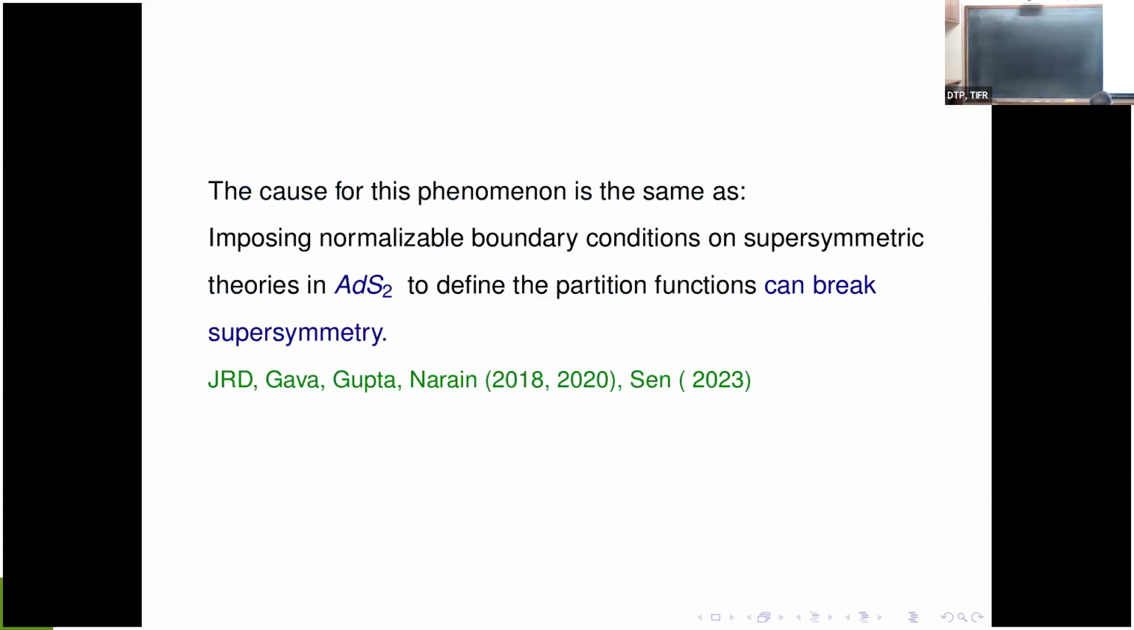We will track down the cause of this phenomenon, and the cause is the same as that of imposing normalizable boundary conditions, which was seen in these papers: if you impose normalizable boundary conditions on AdS2, it breaks supersymmetry. We'll come to this connection later.